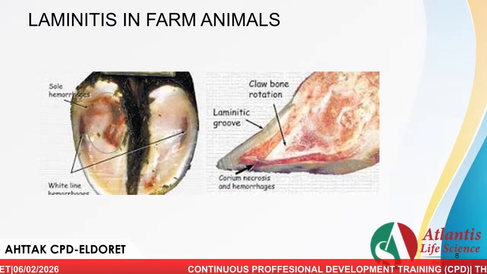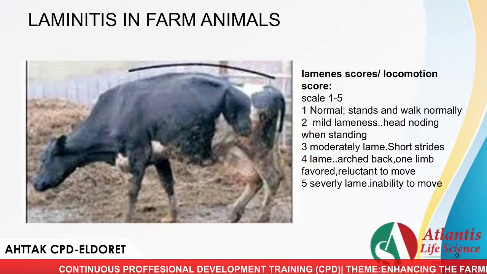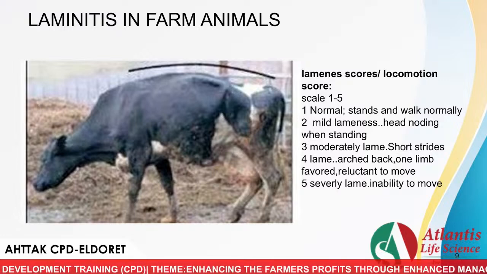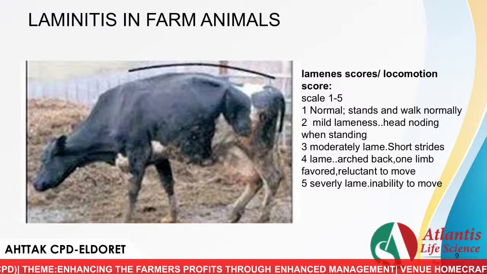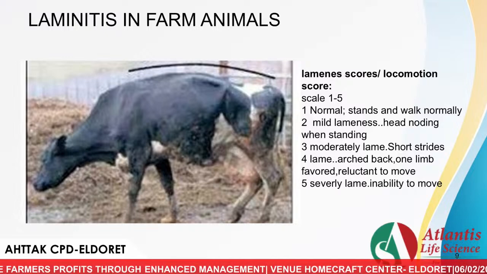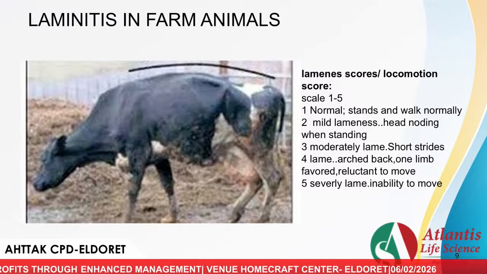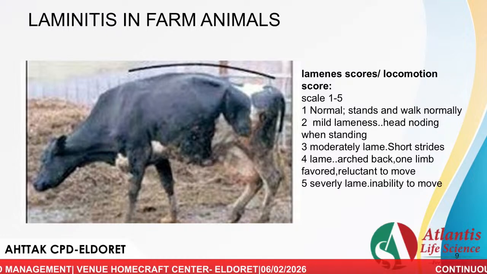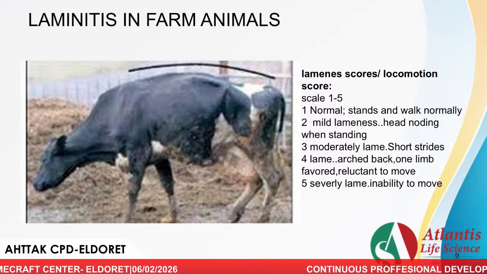Now, we were here and we were saying, when you are going to assess an animal, of course, we have to use some merits. And we are saying, when you are assessing the severity of the lameness, you use what we call the locomotion score. The locomotion score, or the scale, where we score the lameness on a scale of 5.